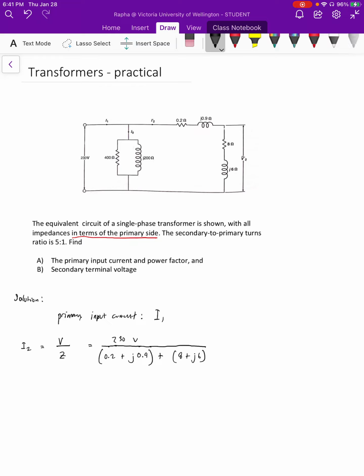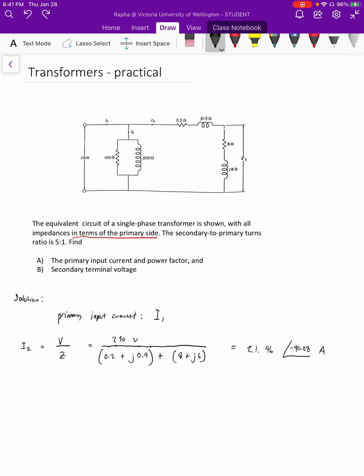So these are complex numbers. And this, directly in the calculator, the calculator must be in complex mode, don't forget, is equal to 21.46 angle negative 40.08 amperes. That is I2.